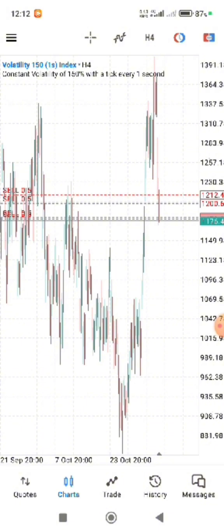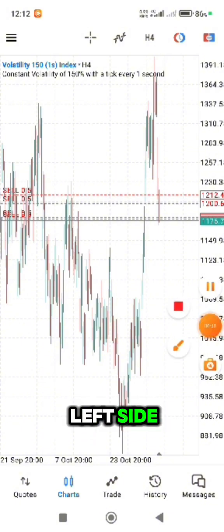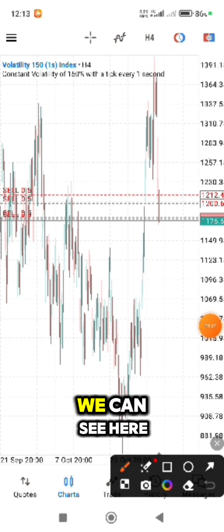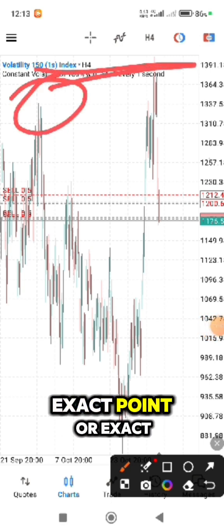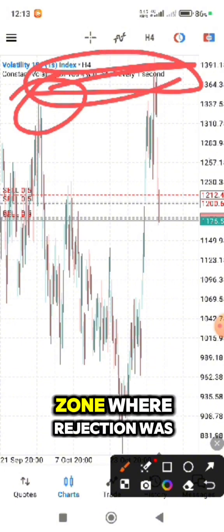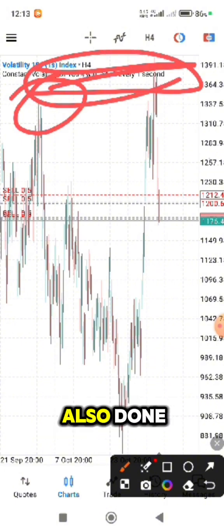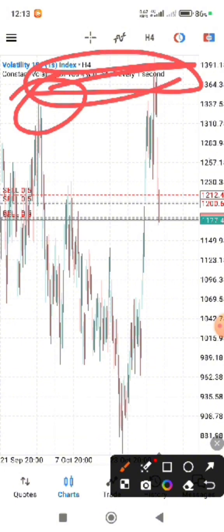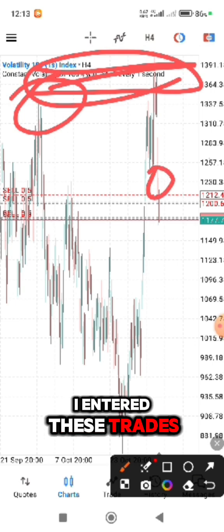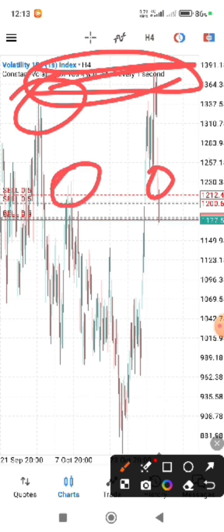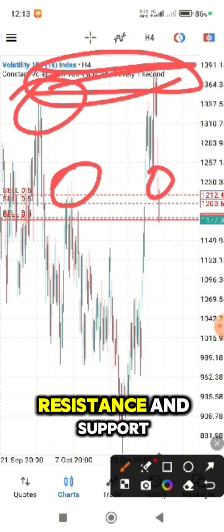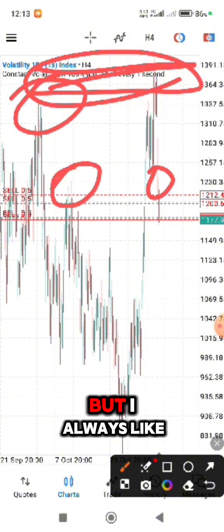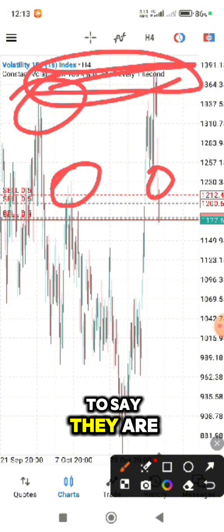And then we can check to the left side. We can see here, this is the exact point or exact zone where rejection was also done. So I entered these trades basing on these rejections at the left side. Others can call them resistance and support, but I always like to say they are rejections.